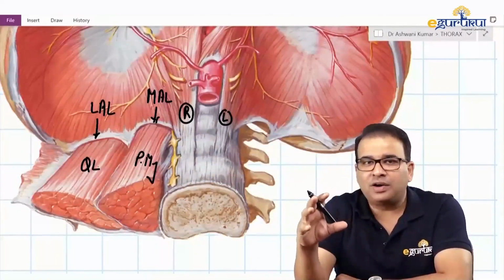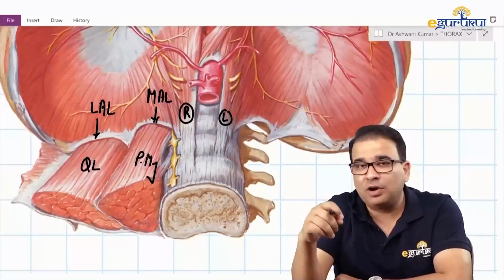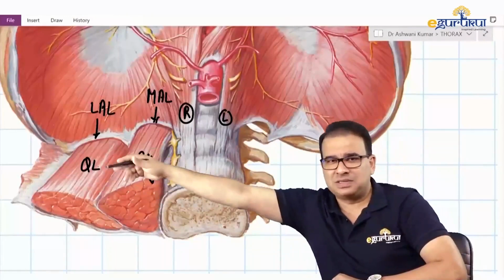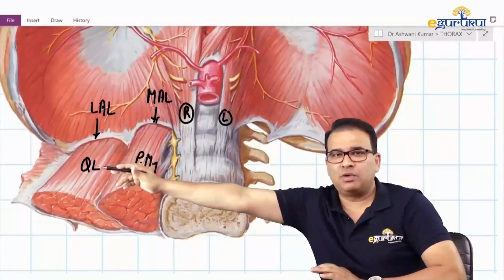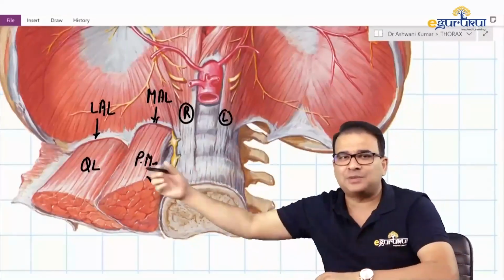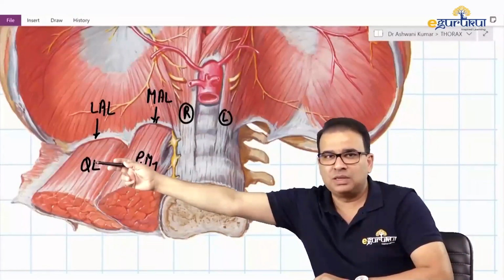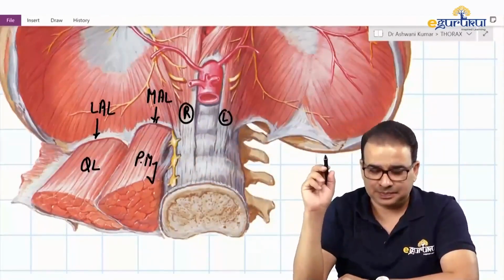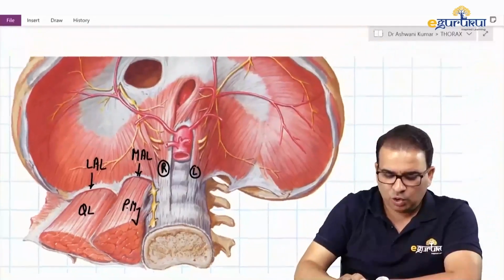Either you call it quadratus lumborum fascia, or you can even call it thoracolumbar fascia. Same thing. Thoracolumbar fascia covers this muscle. So you can say quadratus lumborum fascia or thoracolumbar fascia, which wraps around this quadratus lumborum muscle, is forming this thickening called the lateral arcuate ligament. Why do we need to know about all these?